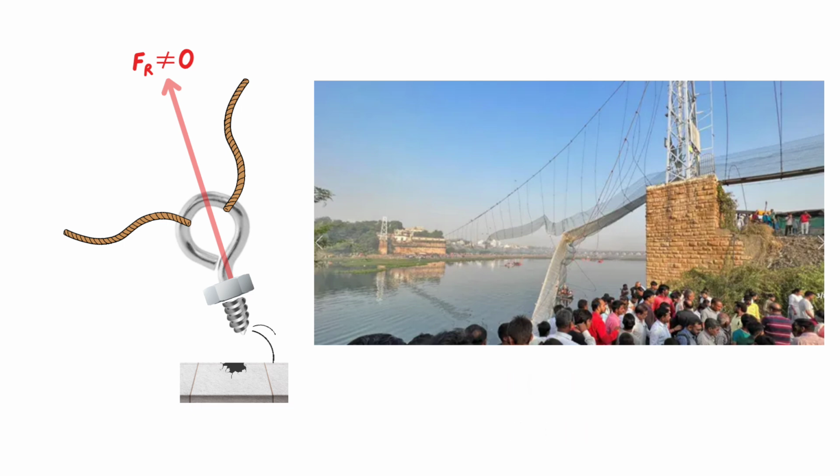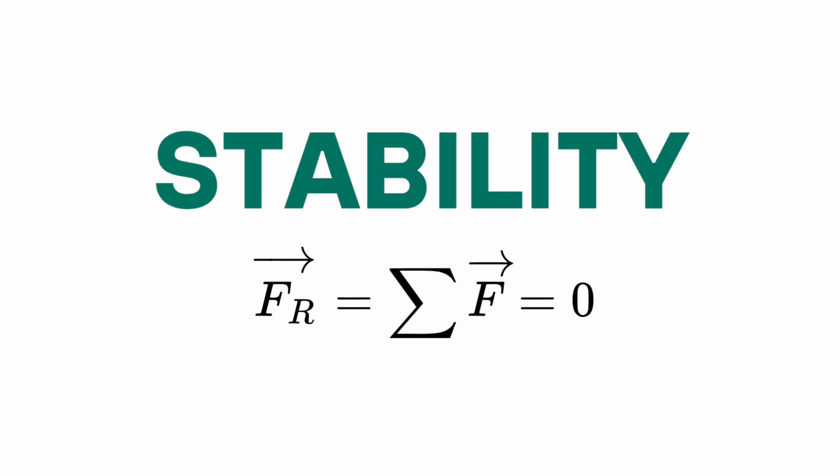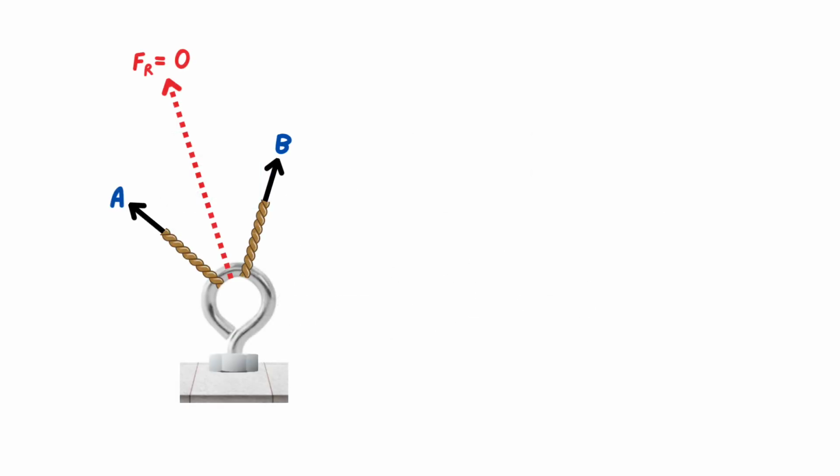So the key concept to stability is to ensure that the net force or total resultant force acting on an object is zero. Simple je kan? If the resultant force on this hook is zero, then the hook will stay exactly where it is. So we can say that the system is in equilibrium.